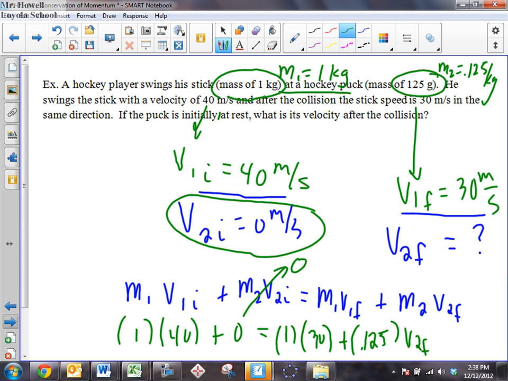Alright. Okay? The answer. What do you got? 10.6 repeated? Not right. Luis, 80, very good. You probably used 1.125 or 1.25 instead of 0.125. This is 40. Subtracting 30 gives you 10. And then 10 divided by 0.125 gives you 80.